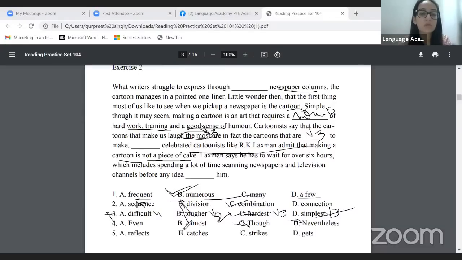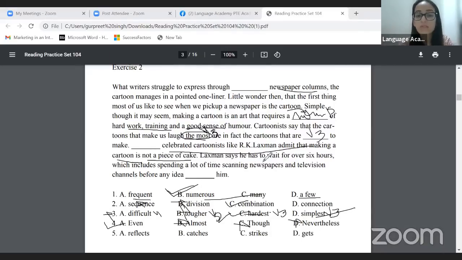Almost celebrated cartoonist. Almost comes with quantitative things. I have almost finished the work, means 80%, 90%, 70%. Almost all the people, again, means more than 50% of people. So almost shows quantity. We cannot say almost cartoonist, because they haven't said almost all cartoonists say this thing. Without all, we cannot say almost here. So we can simply say that because you already said that they are difficult, even the celebrated cartoonists, celebrated means the most popular ones, they also admit that making a cartoon is not an easy task.